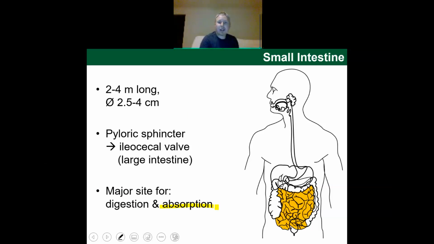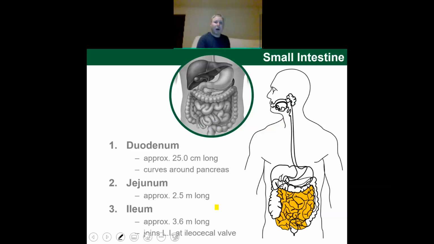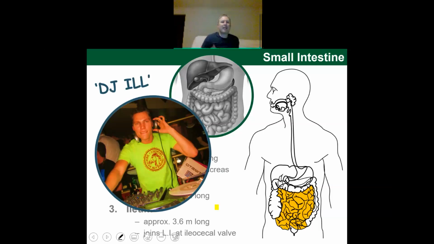So what are the parts of the small intestines? We've got three parts: duodenum, jejunum, and ileum. And you're going to be like, oh my God, how do I learn those? How do I remember those? You remember I'm all about silly mnemonics. I remember the order of duodenum, jejunum, and ileum by thinking of this guy whose name is DJ Ill. He plays really sick music.